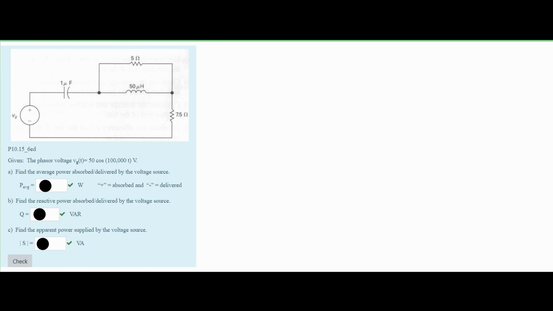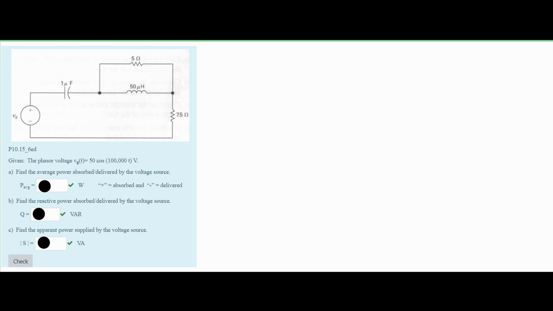For this problem, we have the following circuit diagram, and we are asked that given the phasor voltage VG is equal to 50 cosine 100,000t volts, we're going to use this information to find the average power for our voltage source. It's asking us to find the average power absorbed or delivered by the voltage source. This is very key because it can be either absorbed or delivered.